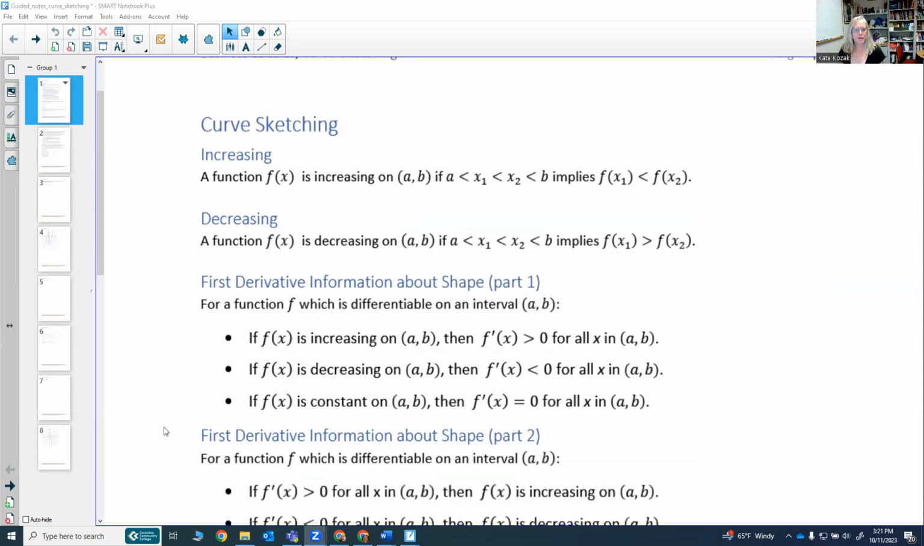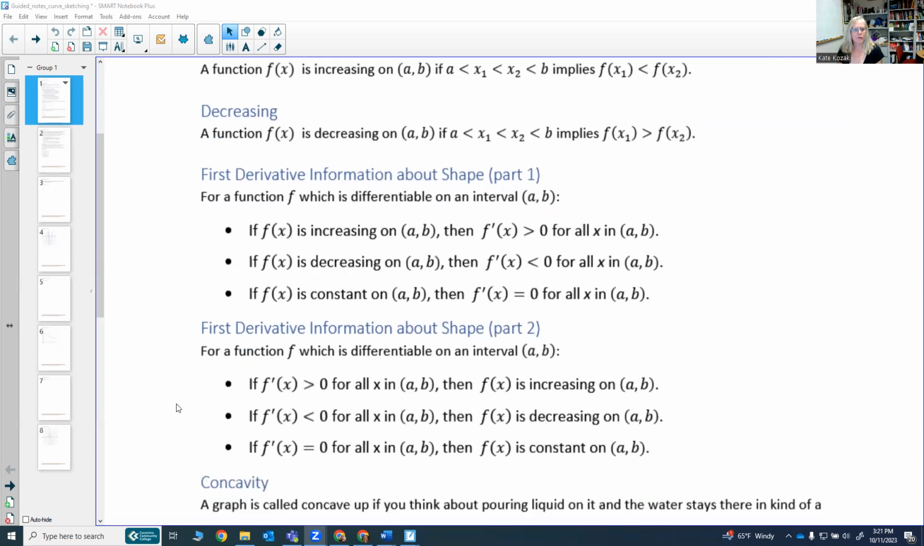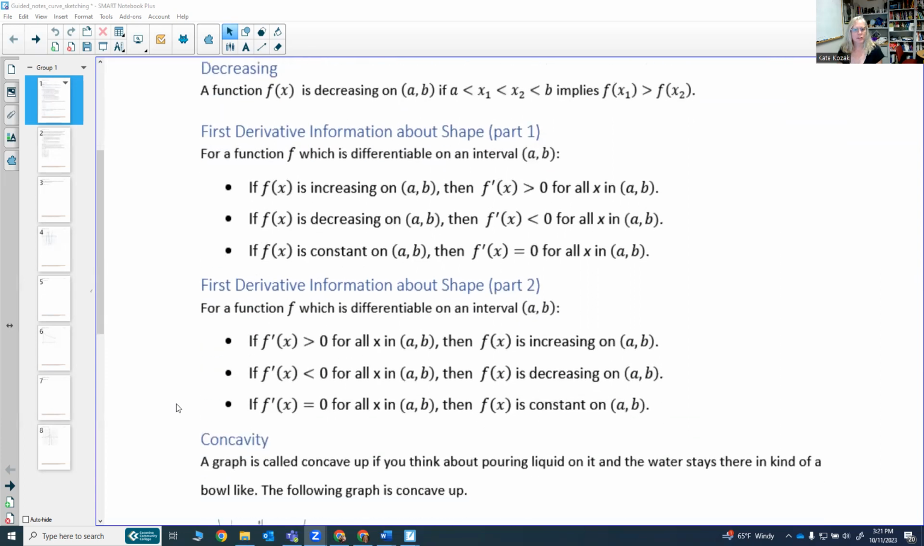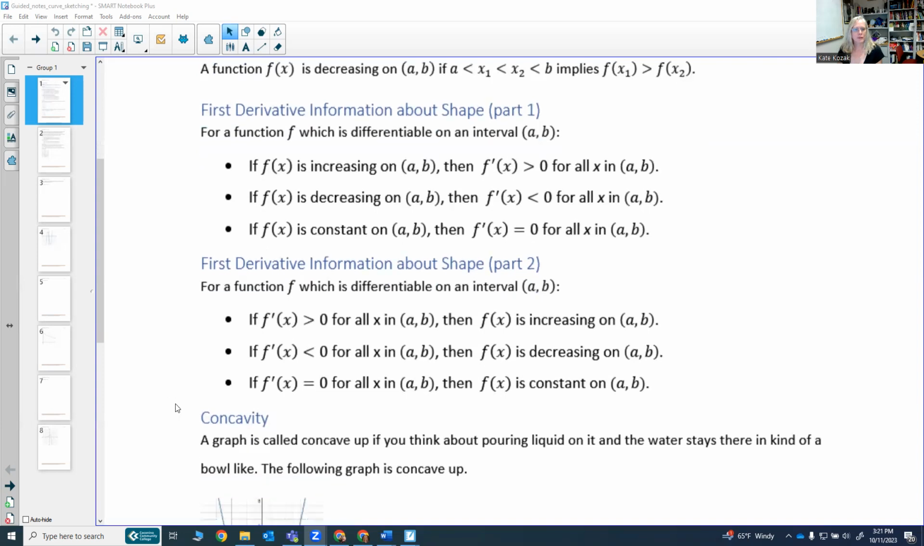If f is decreasing on (a, b), then f prime of x is less than 0 for all x in (a, b). If f of x is constant on (a, b), then f prime of x equals 0 for all x in (a, b). There's also the first derivative information about shape, part 2, which says for a function f which is differentiable on an interval from a to b, if f prime of x is greater than 0 for all x in (a, b), then f of x is increasing on (a, b).